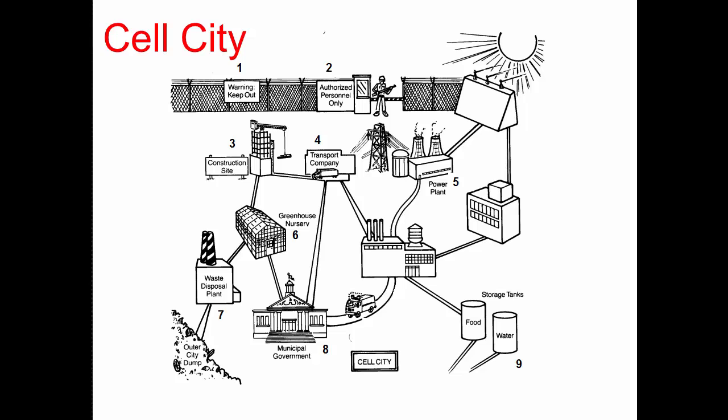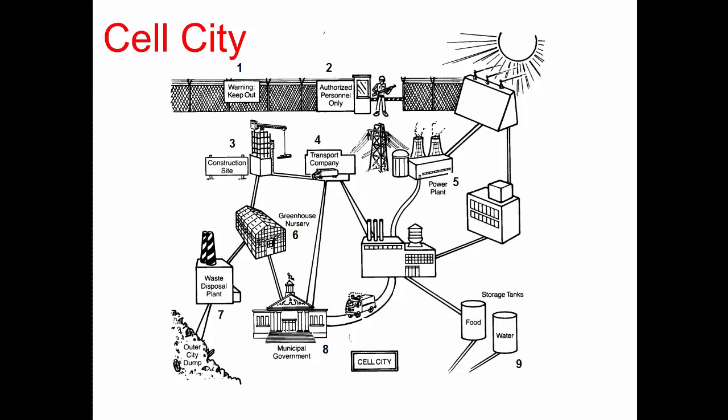So we can do the same with our cell organelles. We can look at an example and make the analogy that if the cell were like a city, then different organelles would be like different parts of that city. So let's look at this and talk about some of these. We're going to say that this cell city is a plant cell, first of all. Okay, it's a plant cell.